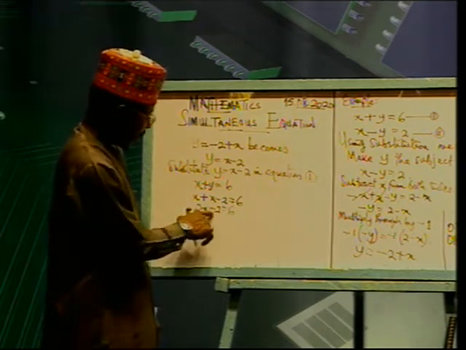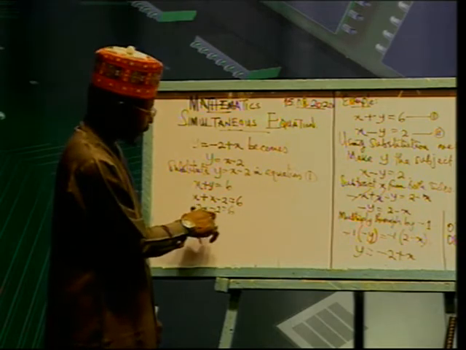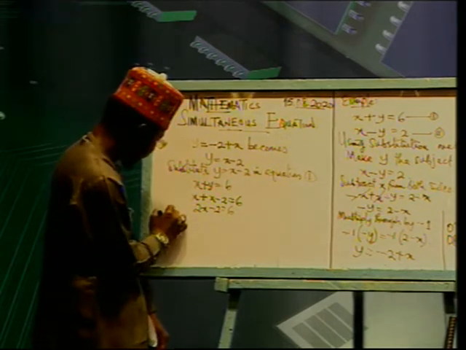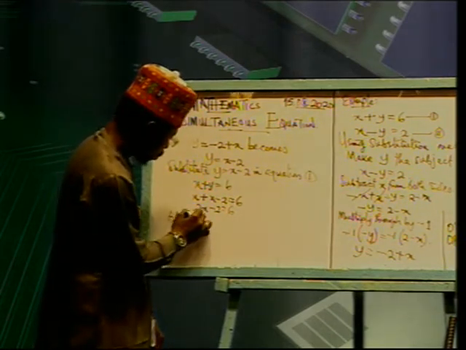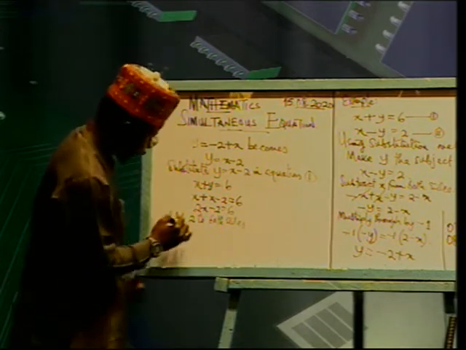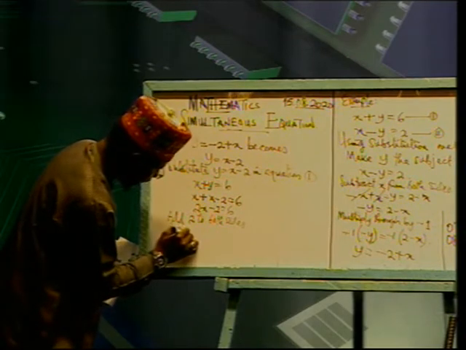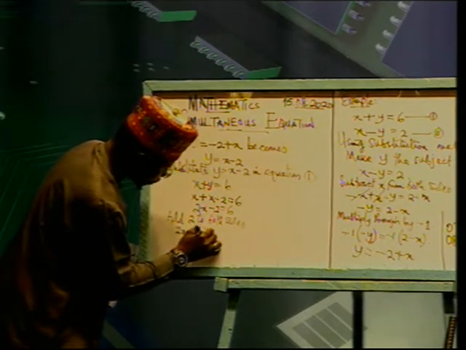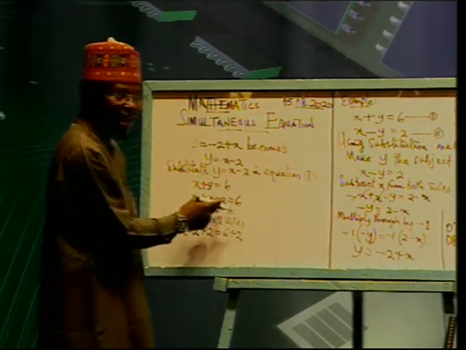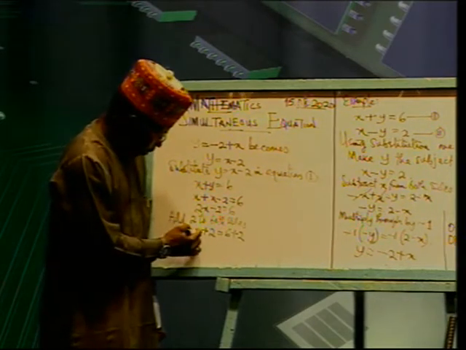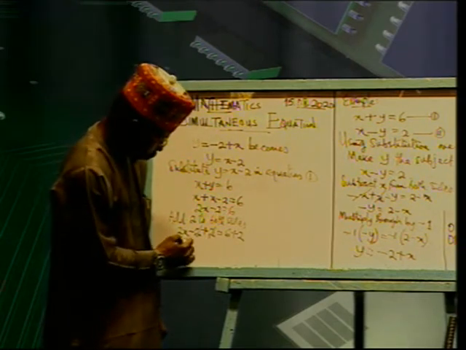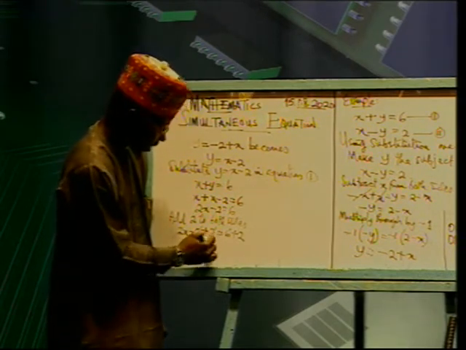So we have minus 2 here. For us to get rid of this minus 2, we introduce plus 2. So you add 2 to both sides. By so doing, you have 2x minus 2 plus 2 equals 6 plus 2. You've added 2 to both sides. So minus 2 plus 2 will give you 0. You'll now be left with 2x equals 6 plus 2, which is 8.